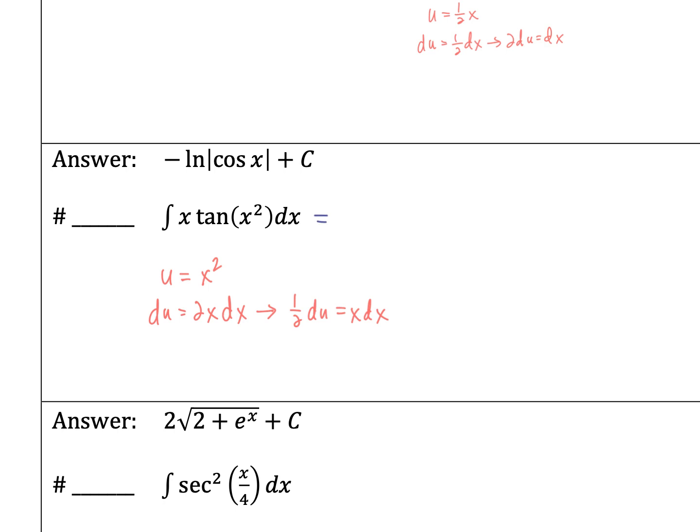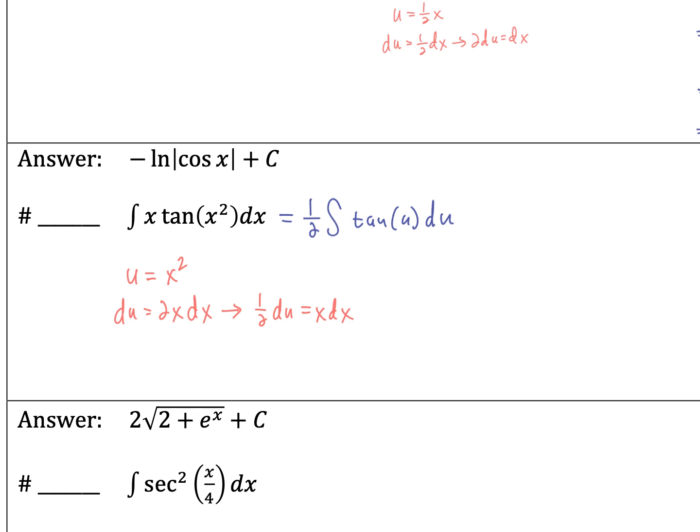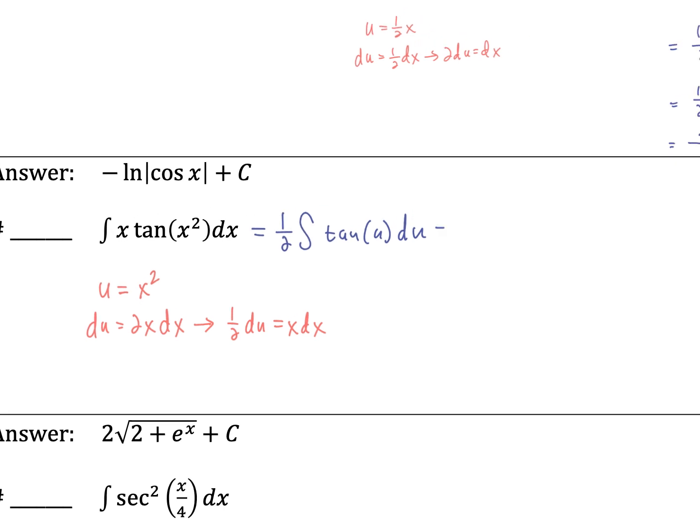Okay, so now we'll do our substitution. This x dx here will become a half du. So I'm just going to pull out the half right away. And then this really just ends up being tan u du. Alright, and then now, so still not easy. Still got to do a little bit more.